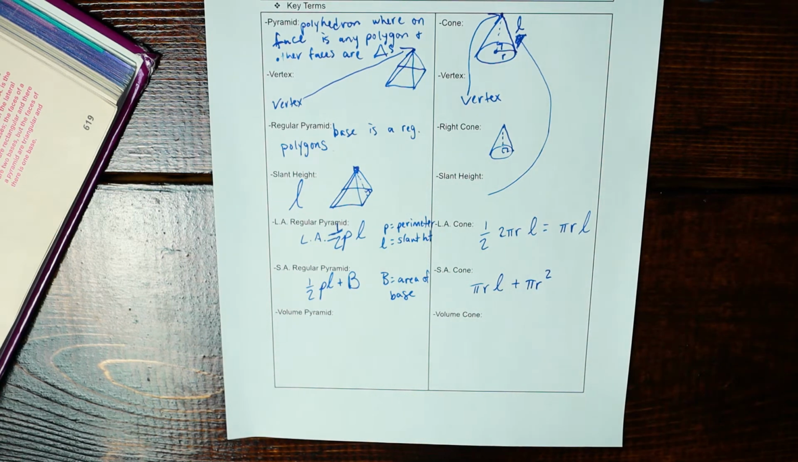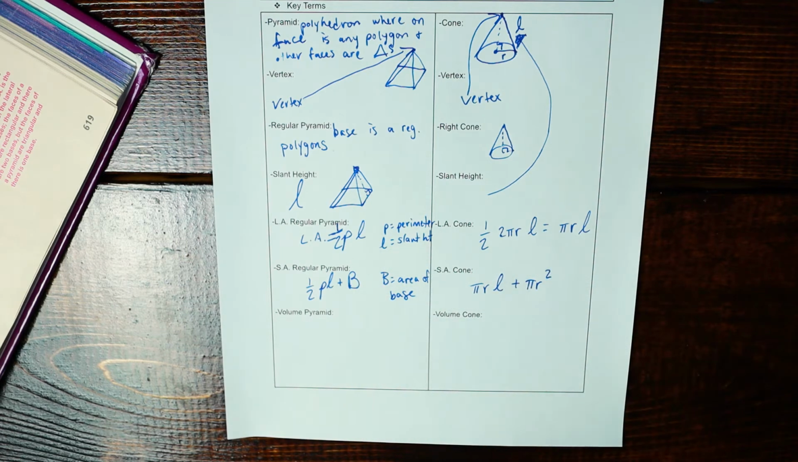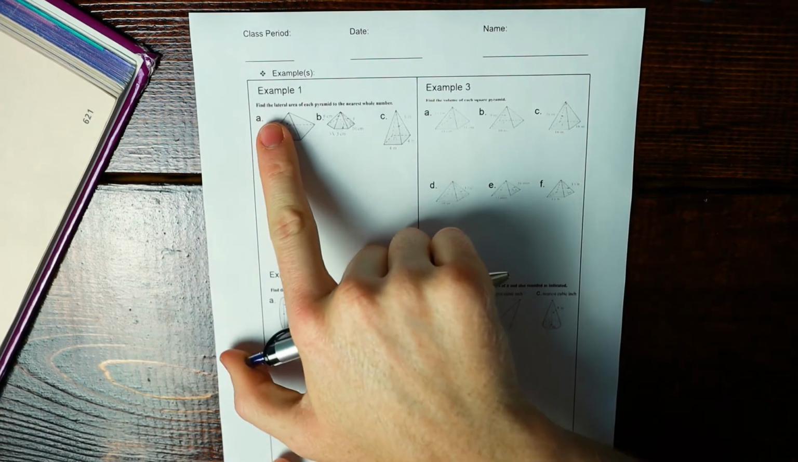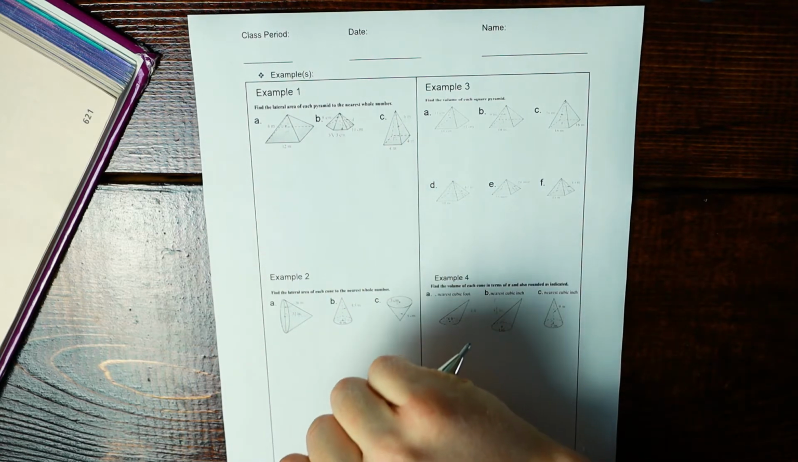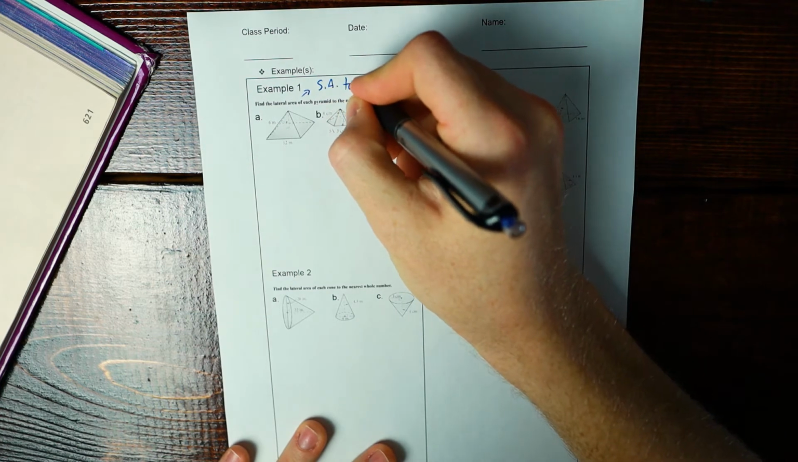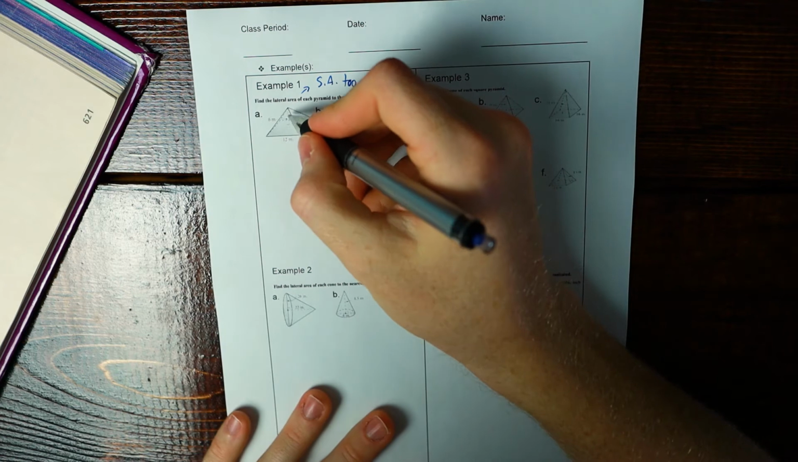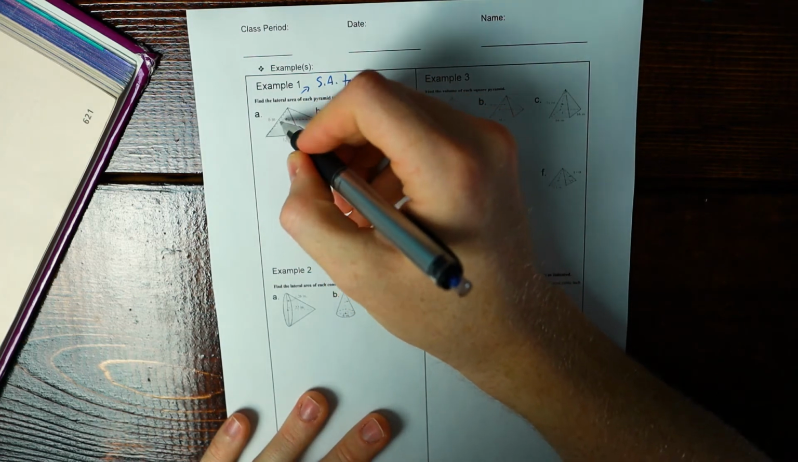And since we have all those formulas, these 4 formulas, we are ready to do our 2 examples today. So on example 1, it says find the lateral area of each pyramid to the nearest whole number. I'm actually going to add in surface area too, because I want you guys to be able to do both on your assignment. This is kind of odd, but it gives us the altitude or height of 6, but we don't have the slant height.